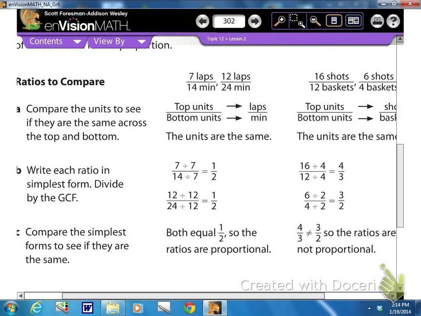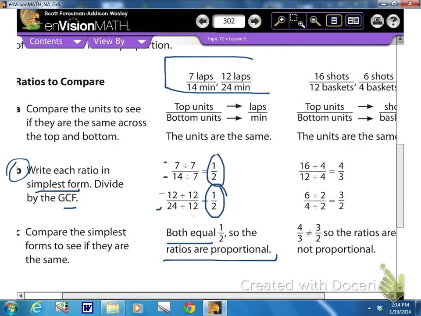All right, the next step they show you, they say, write each ratio in simplest form, divide by the greatest common factor, or divide till you get it in simplest form. So here we have 7 over 14. They divide both by 7 to get 1/2. And then we're going to look at the next ratio, 12 over 24. They divide both by 12 and they get 1/2. So because both equal 1/2, these two ratios are proportional. Up here at the top, these ratios are proportional, so they form a proportion.